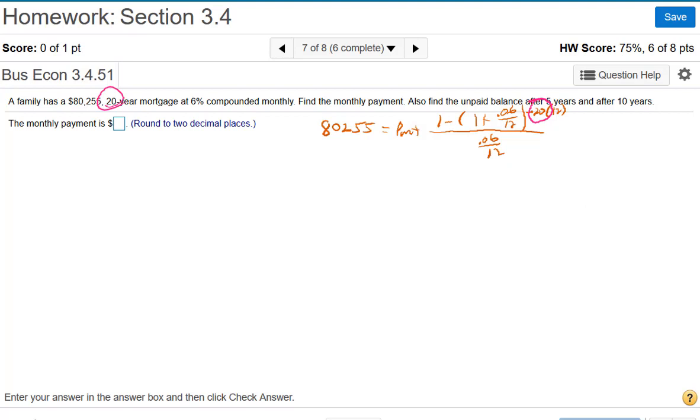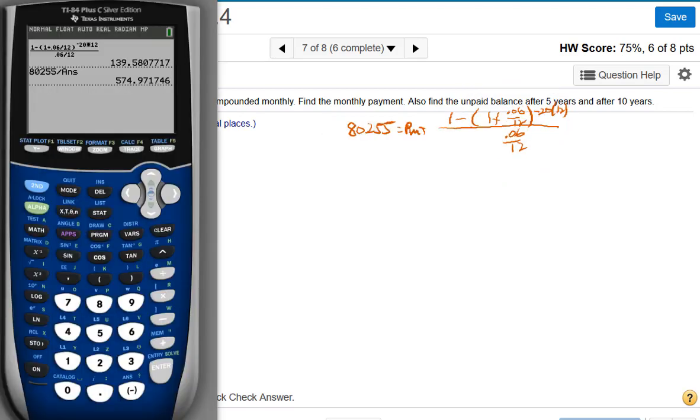Now we'll work this just like we did the previous two. Type the calculation here into our calculator and then divide the 80255 by that new number. So our payment comes out to be $574.97.